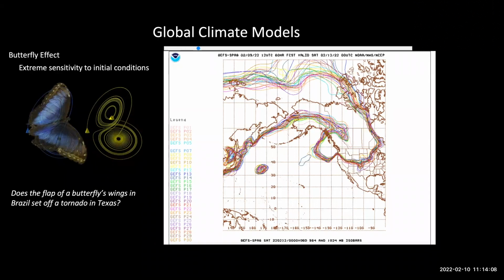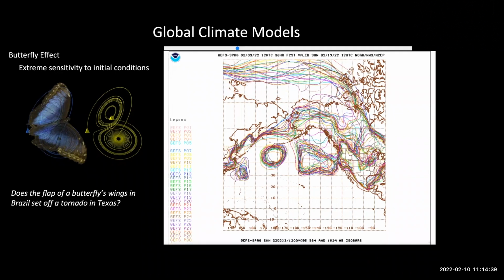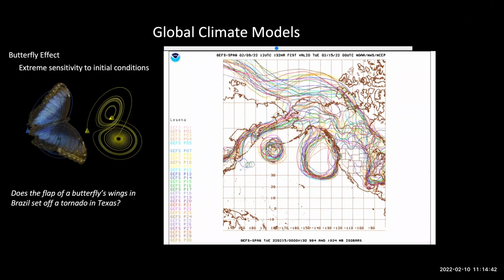So you can see North America here. Here's Russia. What these lines are is not really important, but the lines are lines of constant pressure. The important part is not what the line necessarily is, but how much the lines agree. What I'm going to show you here is 30 different runs from a weather model, and the lines are pressure.